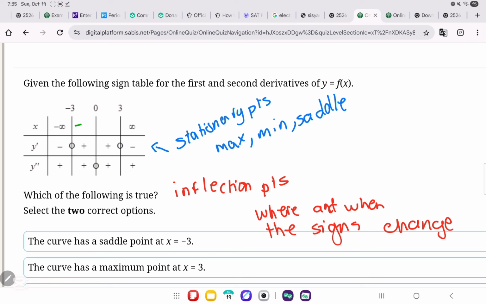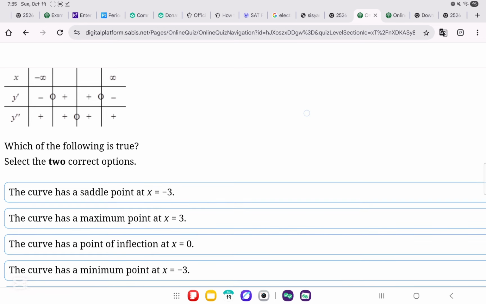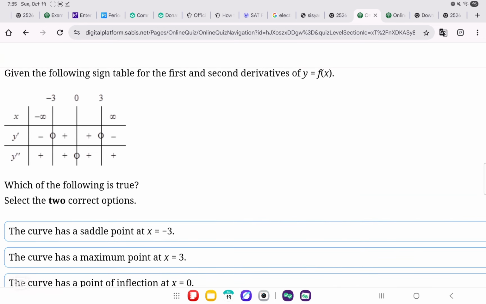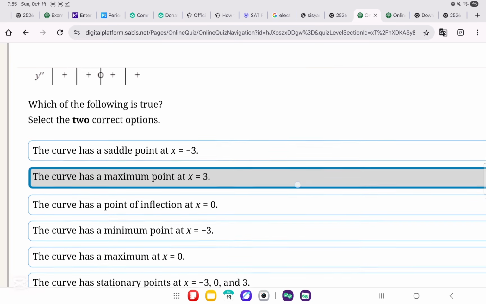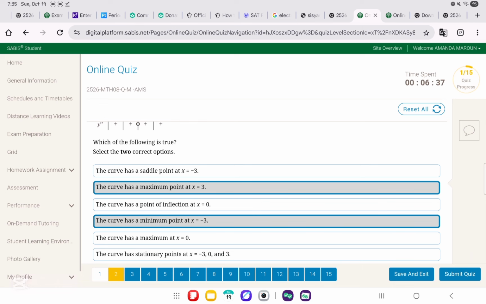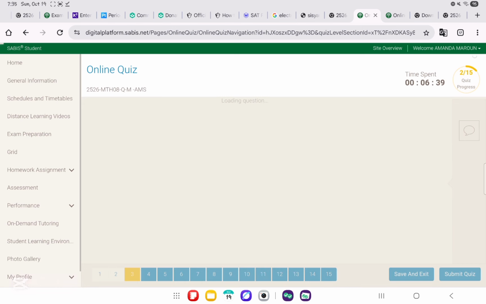For the second derivative, we see that they are all positive. If they're all positive, that means there are no inflection points and there's no change in the sign. So what does this mean? This means we have a saddle point at 0, we have a local minimum at minus 3 and a local maximum at 3. So local maximum at 3 and a minimum at minus 3. Perfect, we'll move on to question number 3.